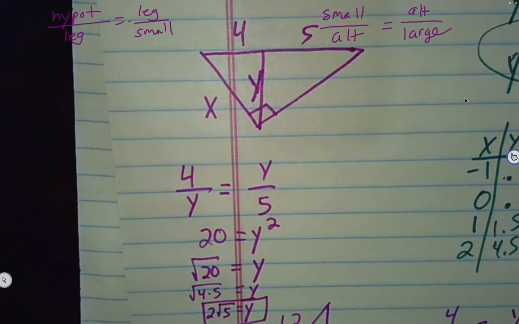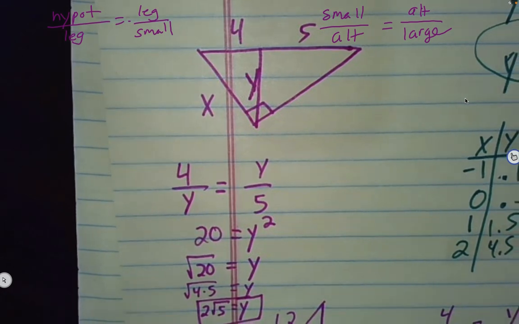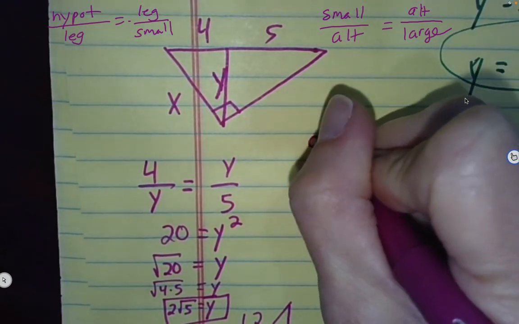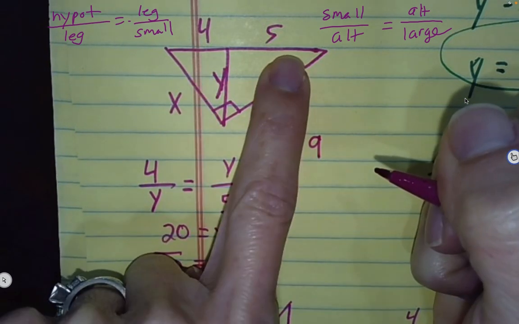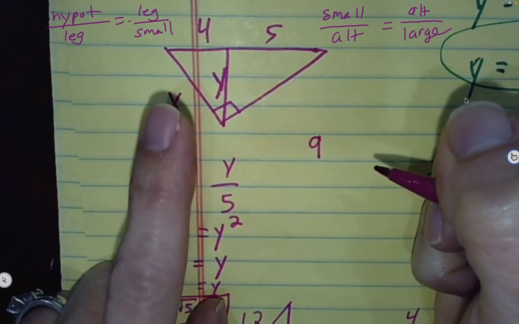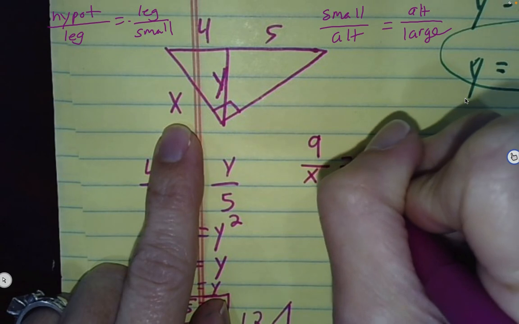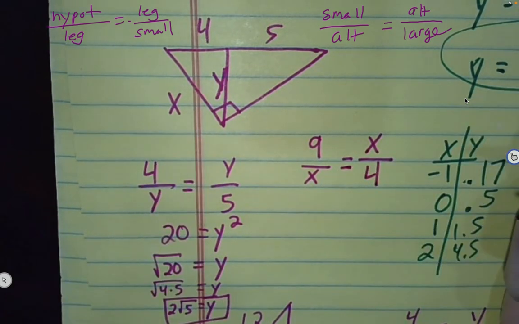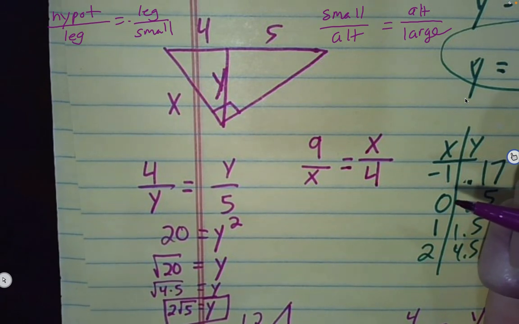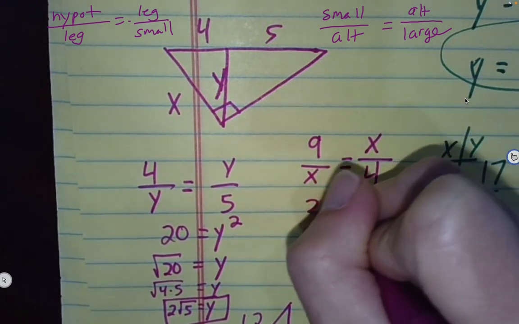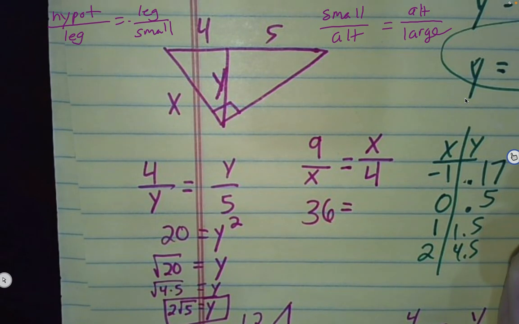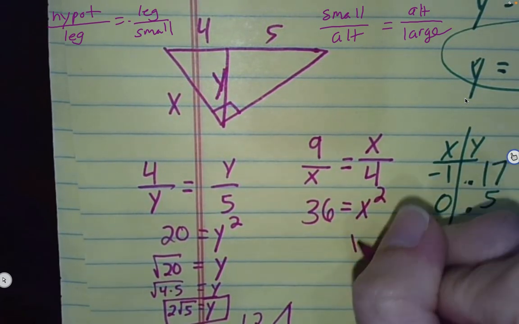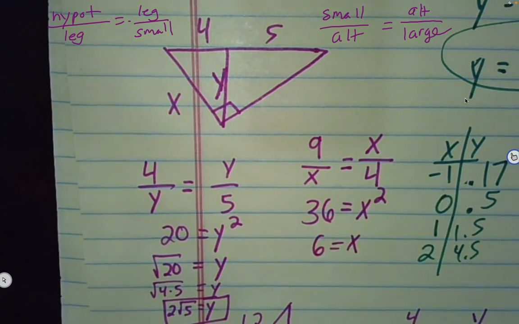The x. So I use the whole hypotenuse, which is what? 9. How do you know it's 9? Because it's both of those together. And then what's the leg? X. And then again the leg, x, over the small side, 4. So what's 9 times 4? 36, that's convenient. Equals what? X squared, then what? 6. Yay, x is 6. You would square root both sides.